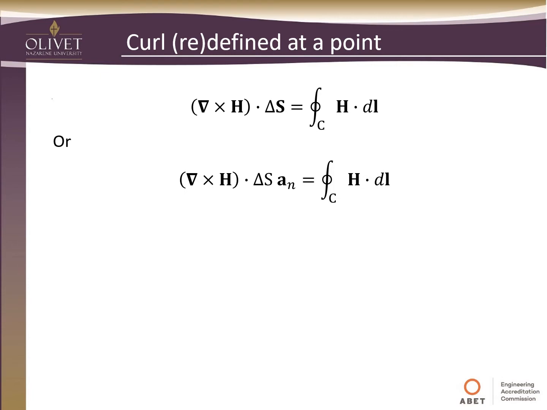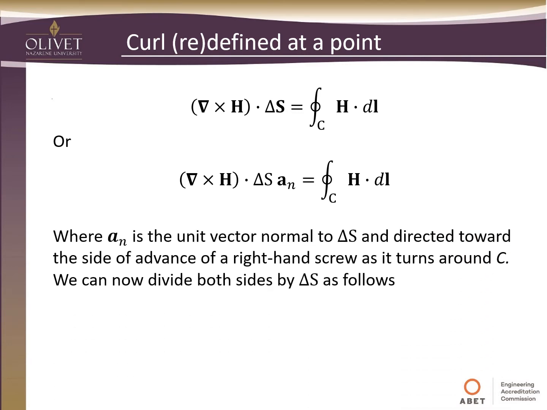So we can rewrite this again then. Remember, this is a vector, and so the delta S, the magnitude of it, would just be the area of this surface, and then the a_n is the unit vector normal to the surface, as we said a while ago. So again, that a_n is normal to the surface in all directions going around it. We can now divide both sides by this delta S. So we take this original equation at the top and divide it by delta S, and when we do, we get this resultant equation here.